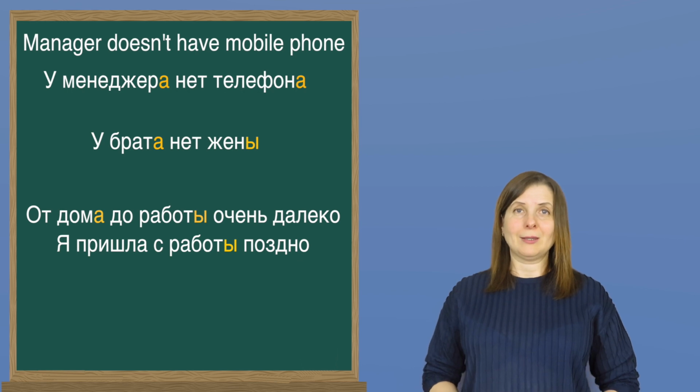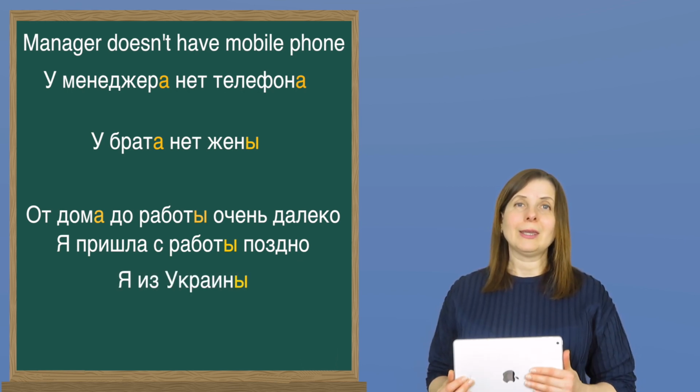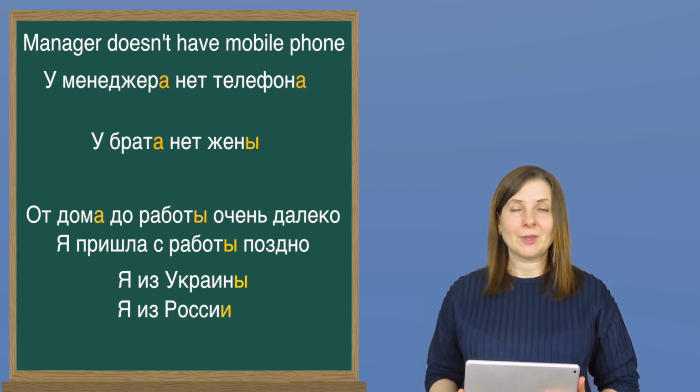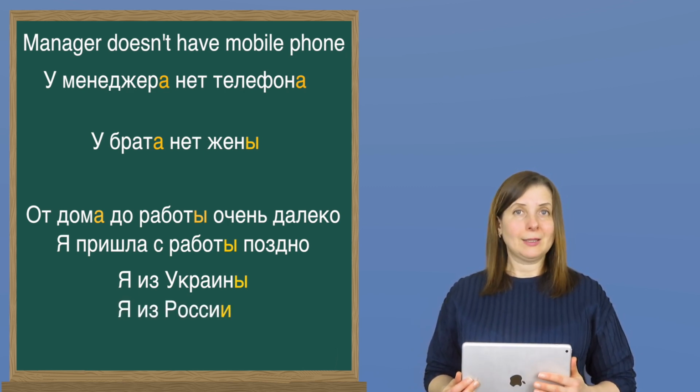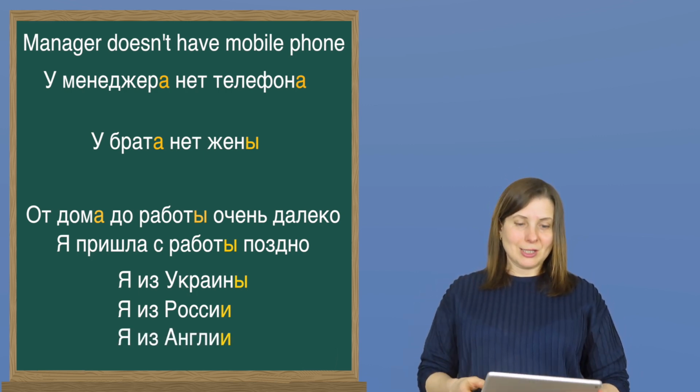I am from Ukraine. Я из Украины. I am from Russia. Я из России. I am from England. Я из Англии. Also genitive after из.